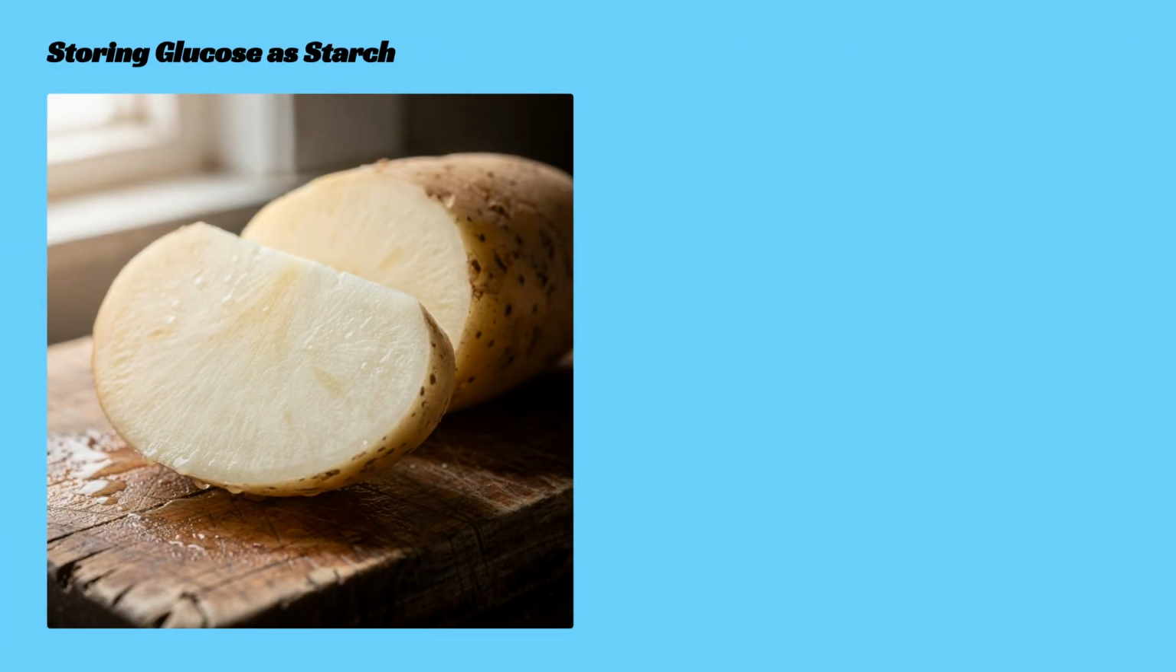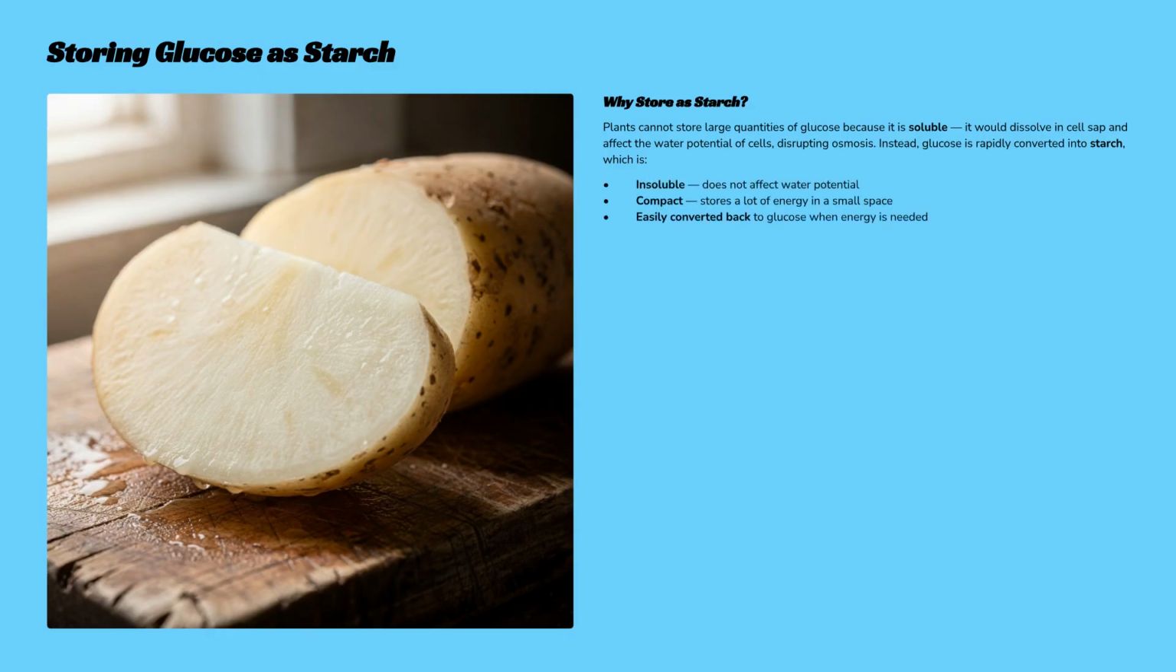Glucose is converted into starch for storage because glucose is soluble and affects the water potential of cells. Starch is insoluble, compact, and easily converted back to glucose when needed. The iodine test turning blue-black indicates the presence of starch.